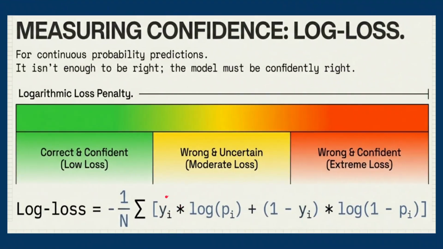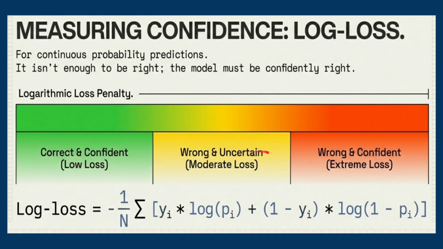And next is about the logarithmic loss. The next metric is logarithmic loss. This is used for continuous probability predictions. It isn't enough to be right. The model must be confidently right. So it has a penalty, and the penalty helps to improve the prediction.